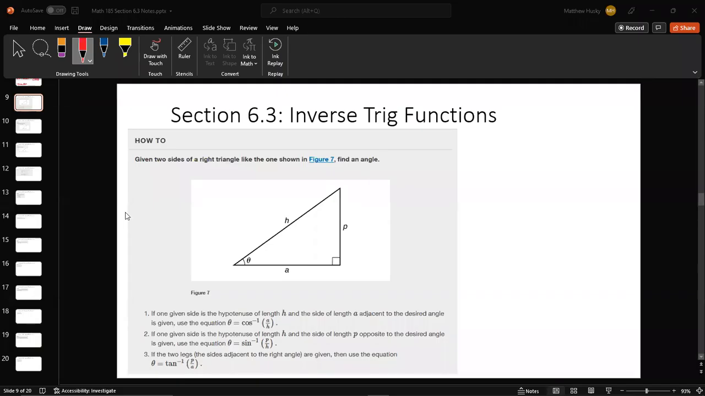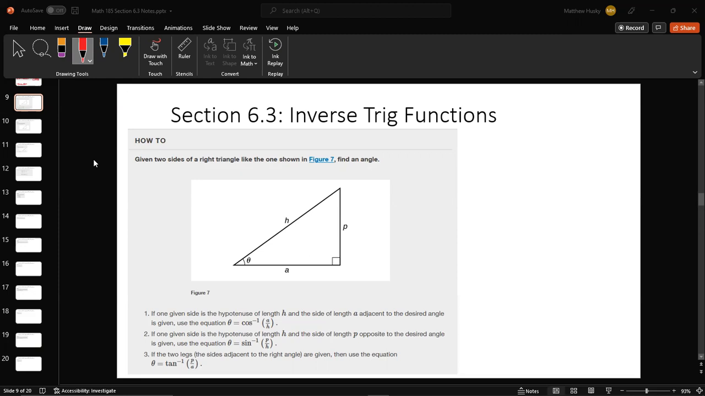All right, hello everybody. Let's continue looking at section 6.3. So we've talked about some of the theory of the inverse trig functions, and we've talked about just sort of the basics of how you would evaluate them either from the unit circle or using a calculator. So next, what we're going to get into is using these to solve for missing sides or missing angles of triangles.